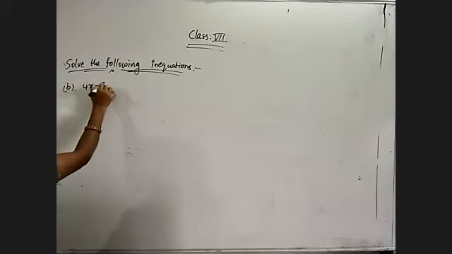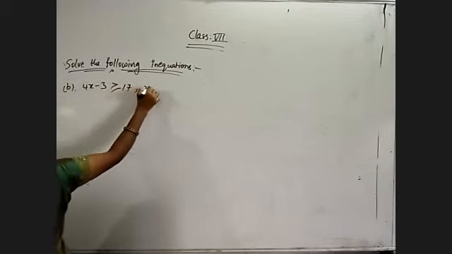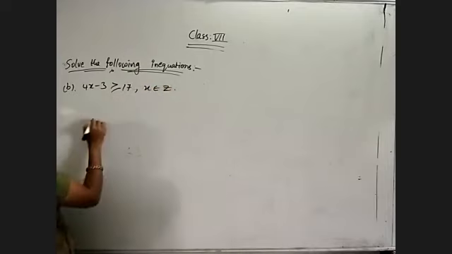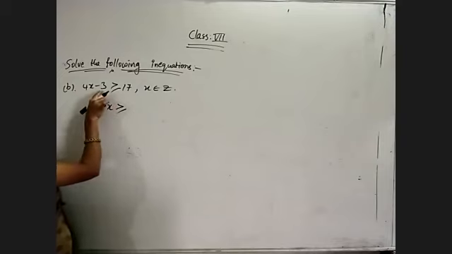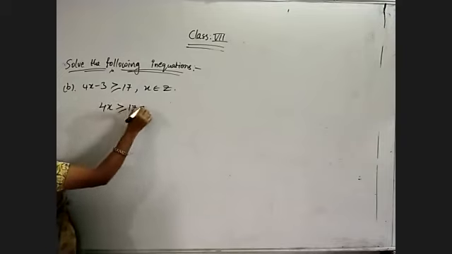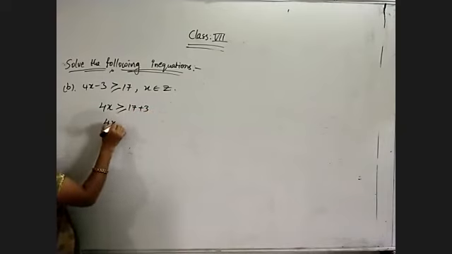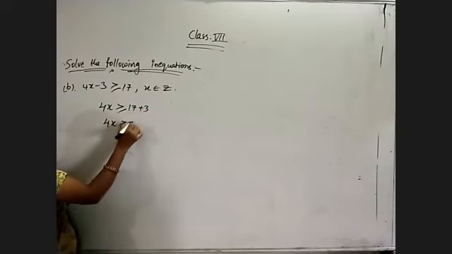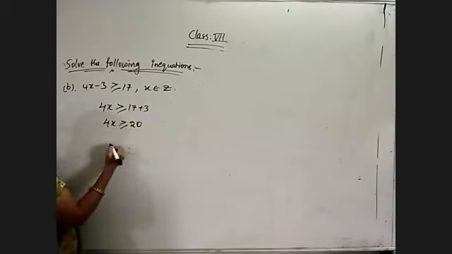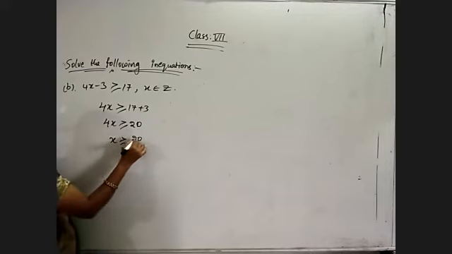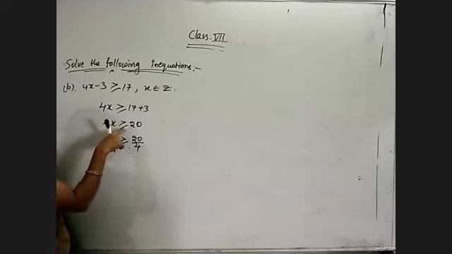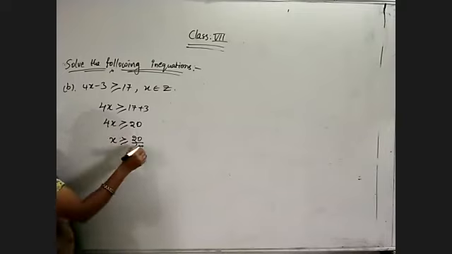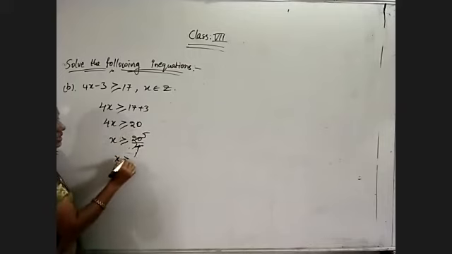4x minus 3 is greater than or equal to 17. x belongs to integers. Now simplify by the transposing method. We need to find the x value. Minus 3 brought to this side becomes plus 3. 4x is greater than or equal to 17 plus 3, which is 20. x is greater than or equal to 20 by plus 4. If it were minus 4, the greater than or equal to would change to lesser than or equal to. 4 fives are 20, so x is greater than or equal to 5.